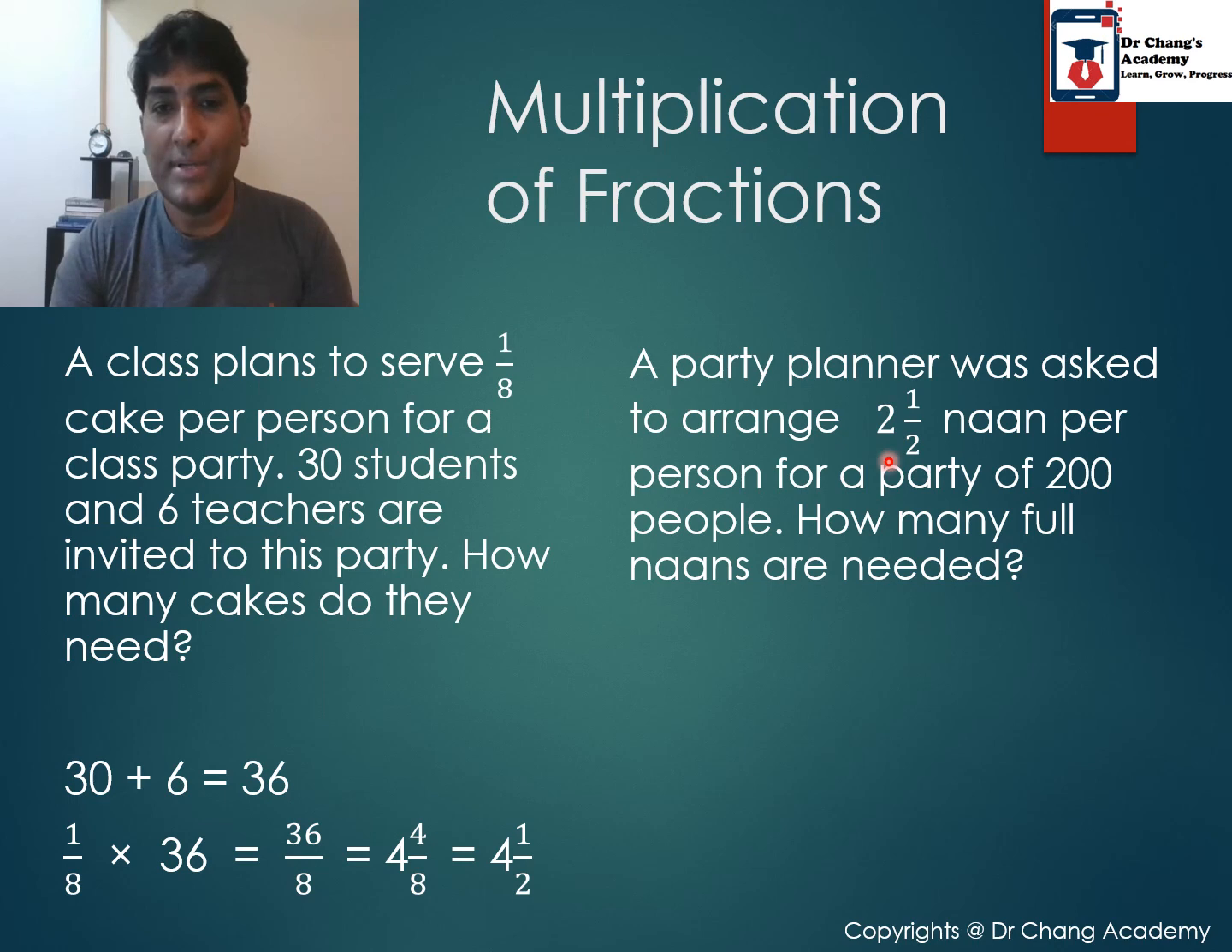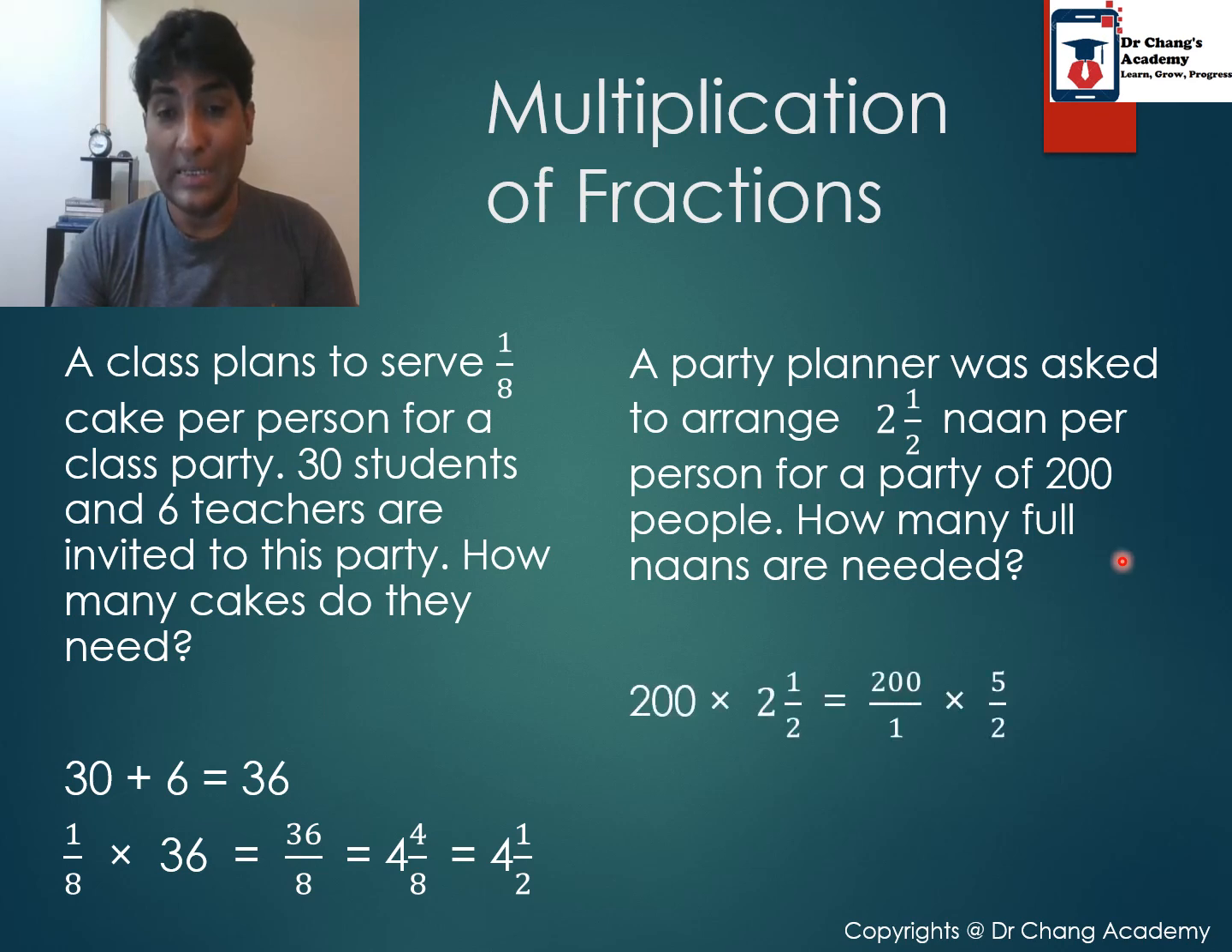A party planner was asked to arrange 2.5 naan per person for a party of 200 people. How many full naans are needed? They are planning that each person on average will need 2.5 naans, and 200 people are invited to attend this party. So now they need to calculate how many naans they need. It is simple: 200 people times 2.5, because each is going to get 2.5 naans. This is what the plan is.